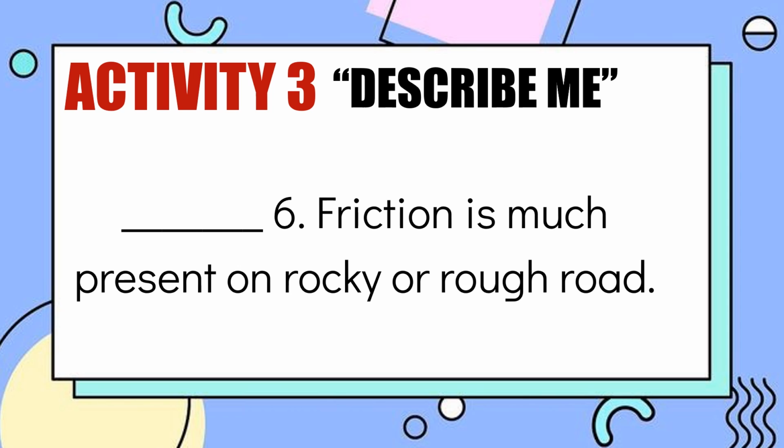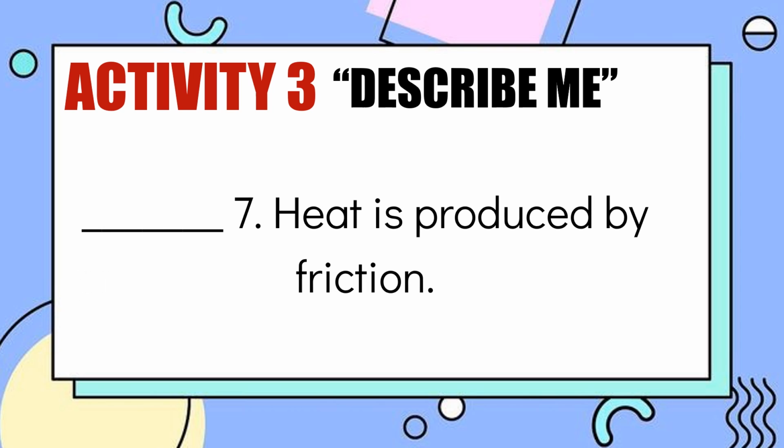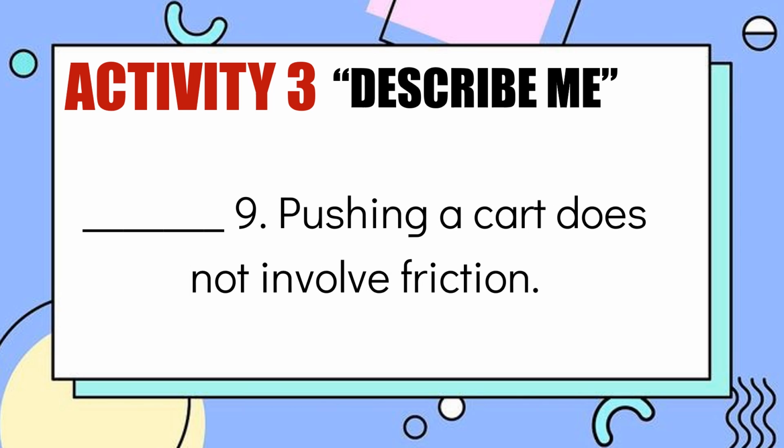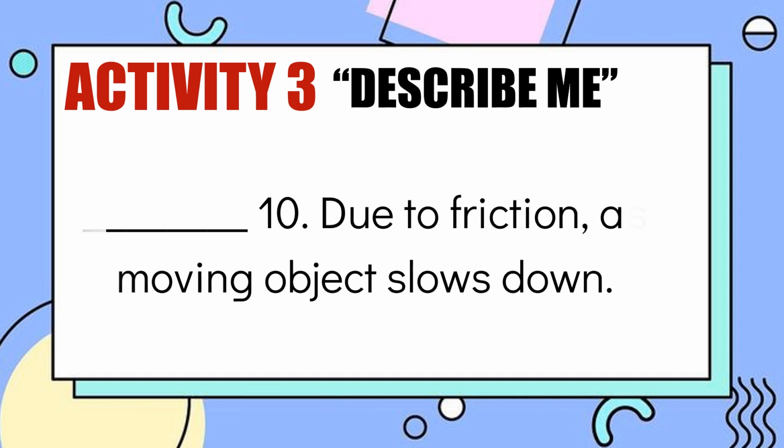Number 6. Friction is much present on rocky or rough road. Number 7. Heat is produced by friction. Number 8. It is easier to pull an object with more friction. Number 9. Pushing a cart does not involve friction. Number 10. Due to friction, a moving object slows down.